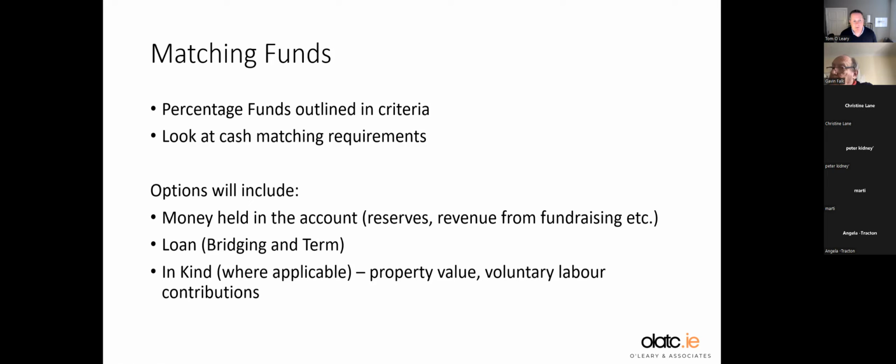So the options you would need to include would be, say, money held in an account, so any reserves or savings you might have from fundraising. Again, they'll be shown in the bank account. If you've got a loan, they'll want to see details of the loan, a loan approval from the bank. If it's a bridging loan or term loan, again, what the conditions are, the repayments every month, and the term of the loan as well. They want that written and provided by the bank, whether it be a commercial bank or a social bank.